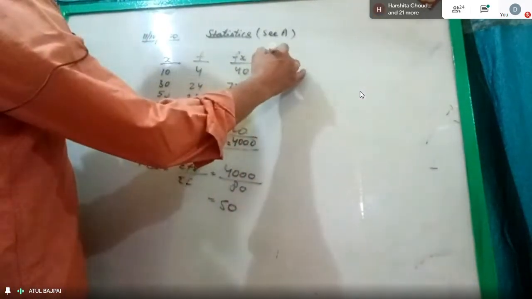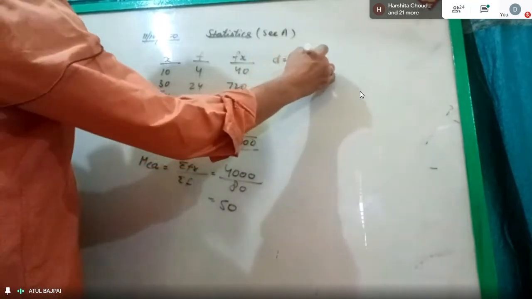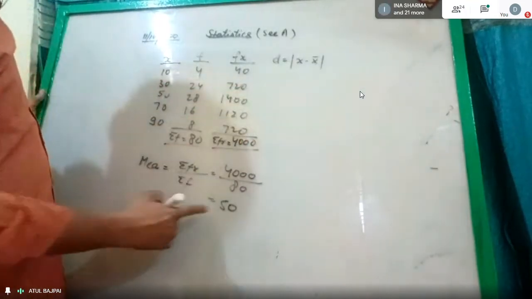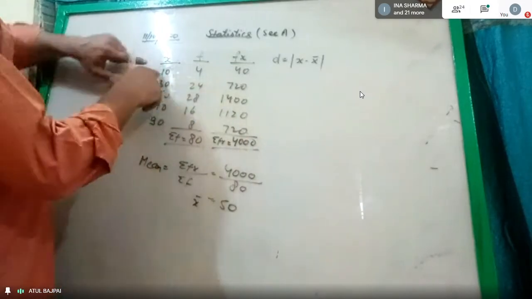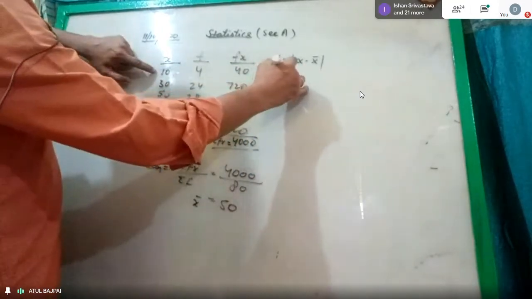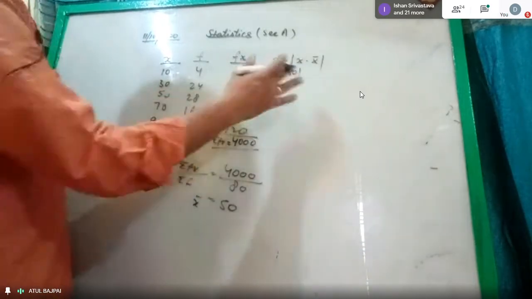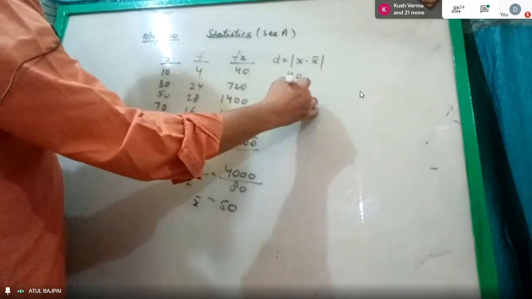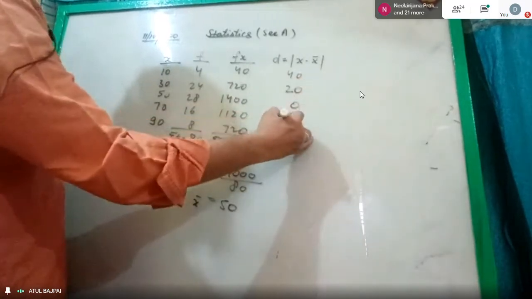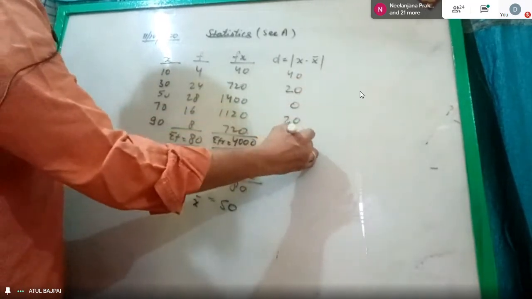First, let us find the deviation. Deviation is mod of x minus x bar. X bar is 50. So mod of 10 minus 50 is 40. Then 20, then 0, then 20, then 40.